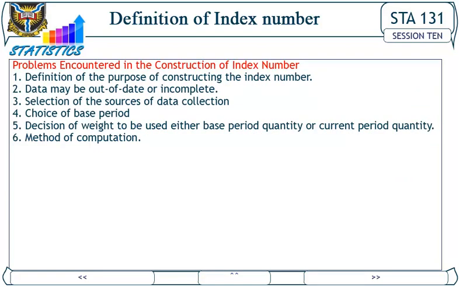Problems encountered in the construction of index number. 1. Definition of the purpose of constructing the index number. 2. Data may be out of date or incomplete. 3. Selection of the sources of data collection. 4. Choice of base period. 5. Decision of weight to be used, either base period quantity or current period quantity. 6. Method of computation.